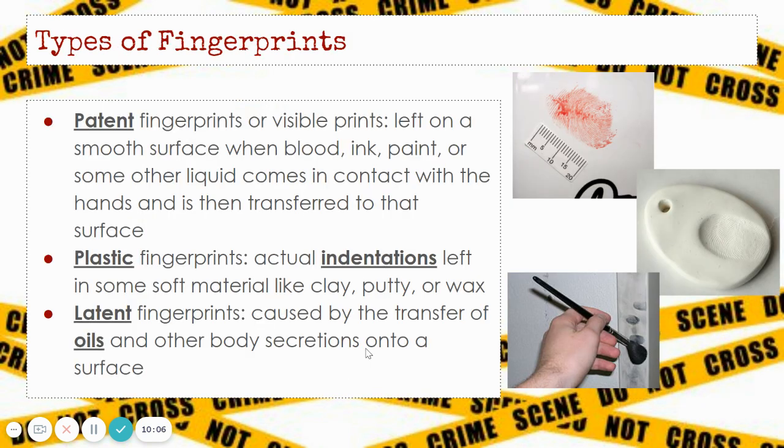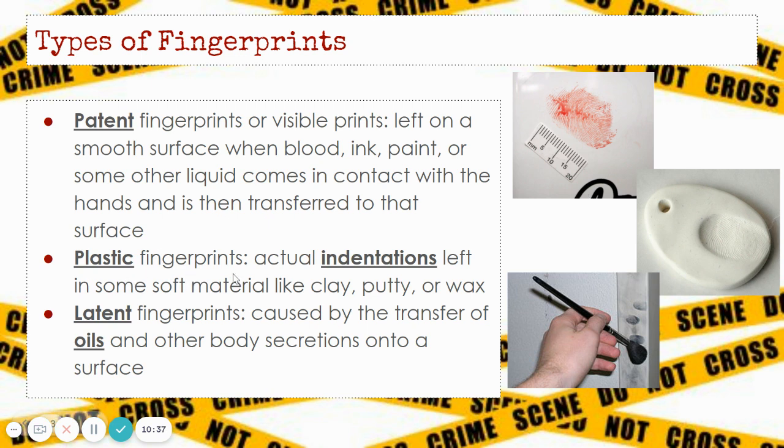All right, there are different types of fingerprints that we can have. Patent fingerprints are also sometimes called visible prints. Those are prints that are left on a smooth surface by something like blood, ink, or paint, some other liquid that comes in contact with the suspect's hands, and then it transfers that to the surface. These are fingerprints that you can see without any additional equipment, right? Like this blood fingerprint right here, we can see that without any additional dusting or anything like that.